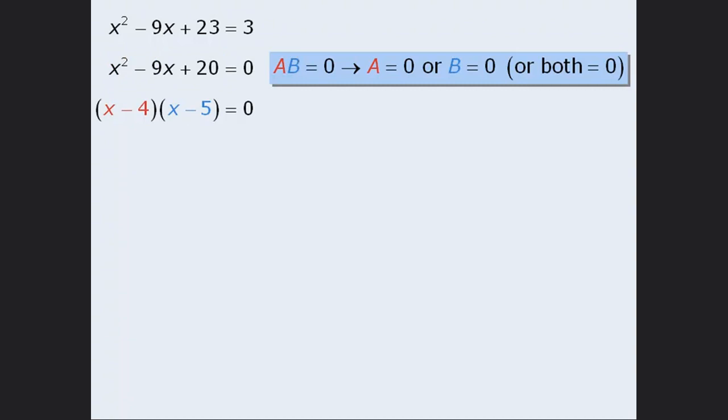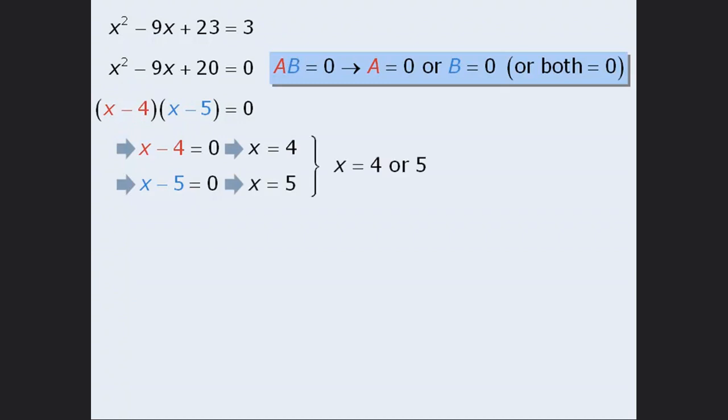Notice that we now have something times something equals 0. So according to our new rule, either the first something equals 0, or the second something equals 0. Now if x minus 4 equals 0, then x must equal 4, and if x minus 5 equals 0, then x must equal 5. So there are two possible solutions to this equation. x must equal 4 or 5.